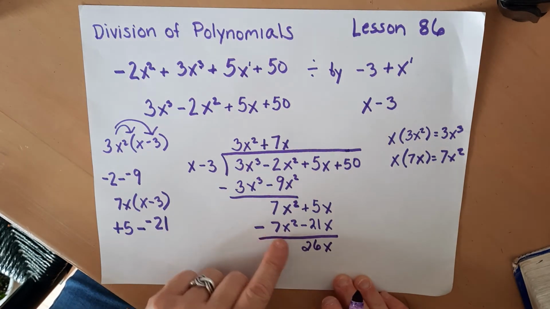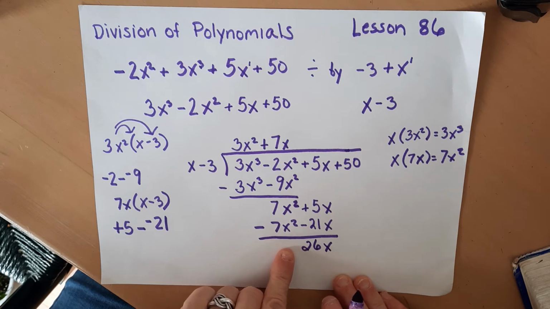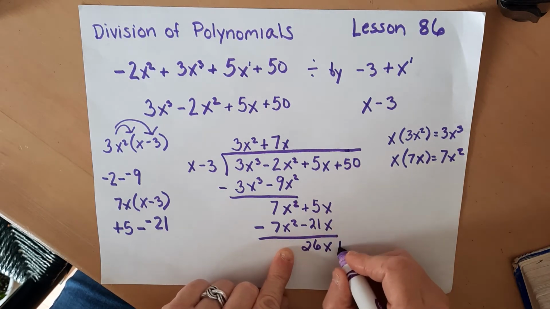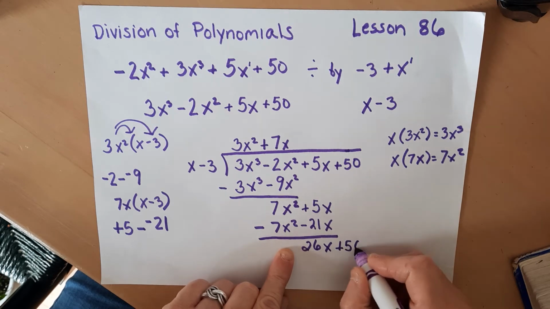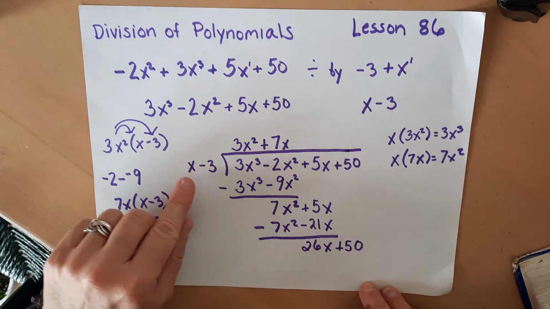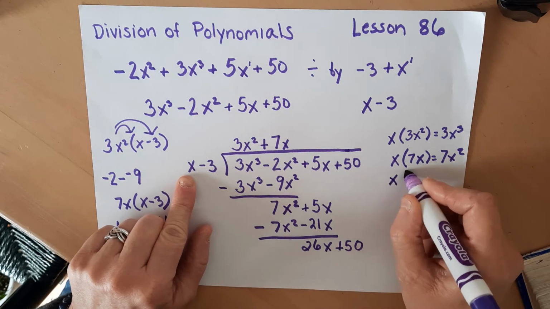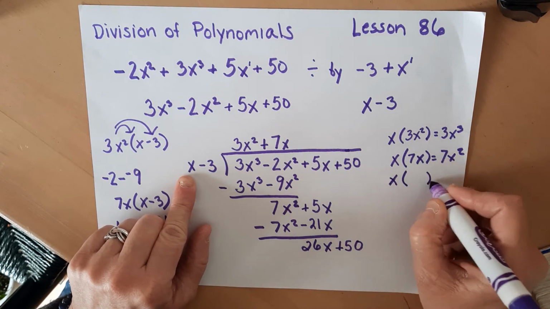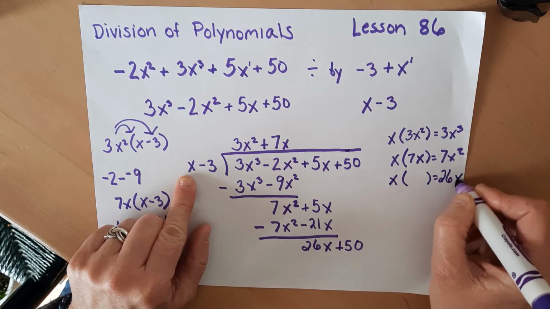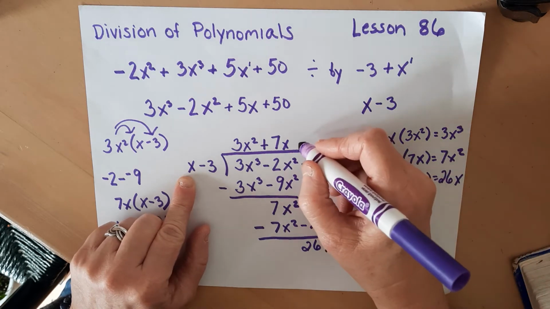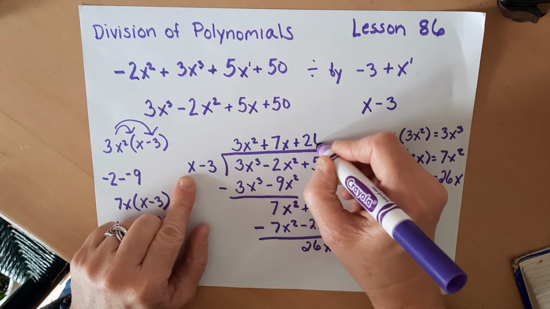7x squared minus 7x squared is just 0, so that's all we need to do with that. We have one more term to bring down, and that's the plus 50. So now we're just going to look at this x again and this 26x, and we're going to think, what do we multiply x by to get 26x? We multiply it by 26. So on the top, we write positive 26.